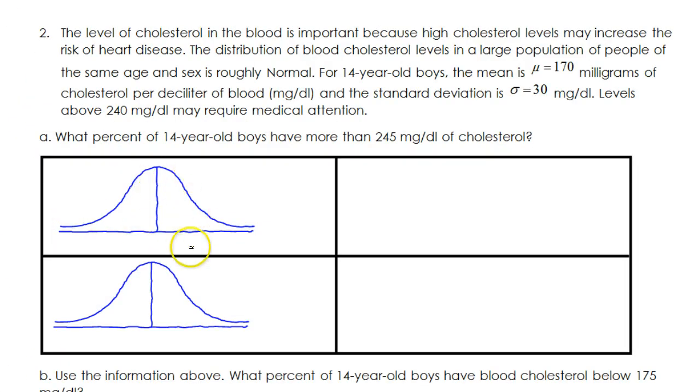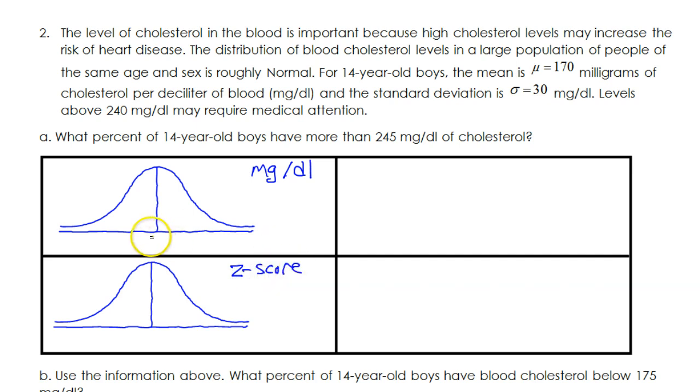Go ahead and draw a normal curve in the first 2 boxes. Now in the first box we're going to use whatever units they give us. We're talking about cholesterol, and the units we're using are milligrams per deciliter. In the next box we're always dealing with z-score.